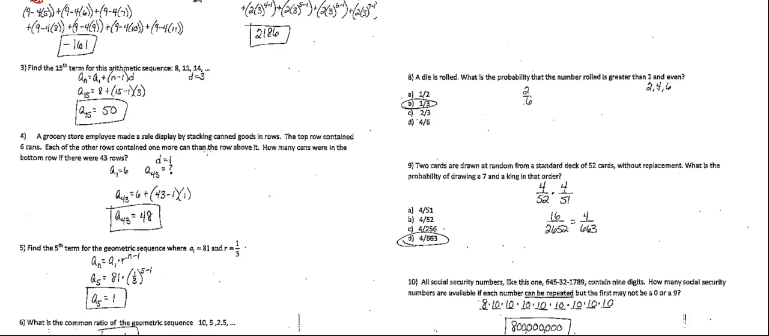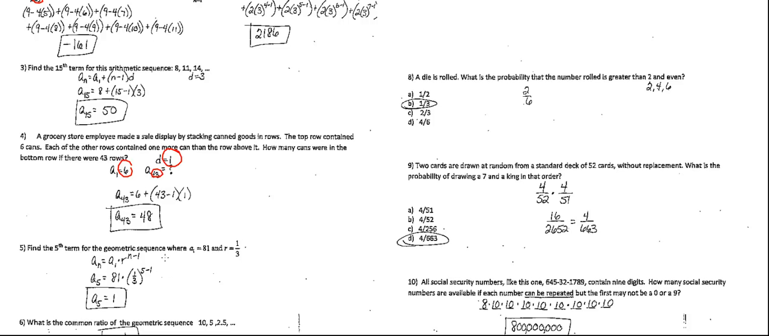So reading this problem here, you're stacking canned goods in a row. The top row has 6 cans, and then you're adding one more each row above that. So that means it's arithmetic because it's going up by 1, and they want to know what's in the 43rd row. So the first term is 6 because there's 6 cans in the first row. The pattern is up by 1, and they want to know the 43rd term. So n is 43, and this is just plug and chug from here.